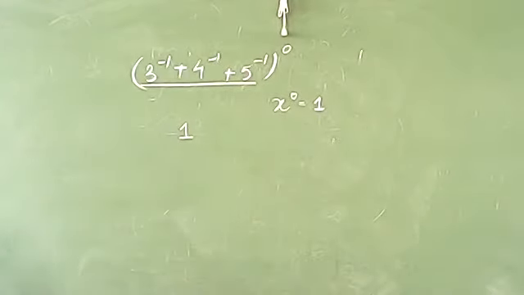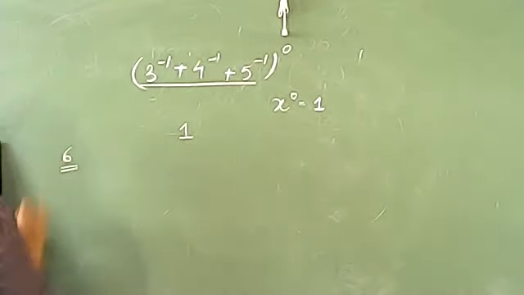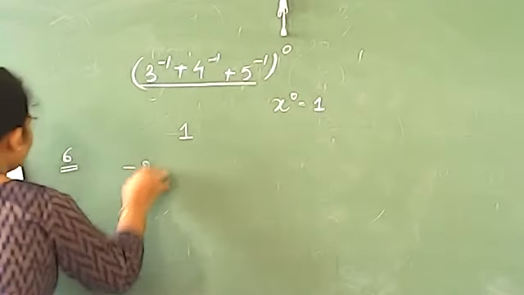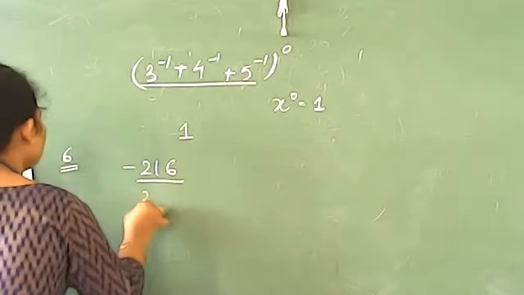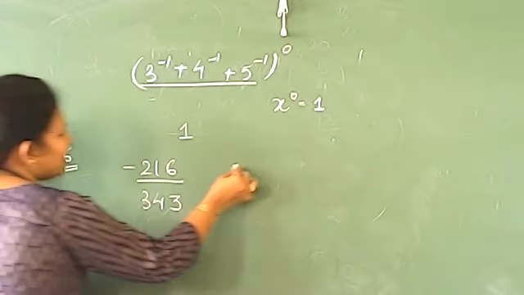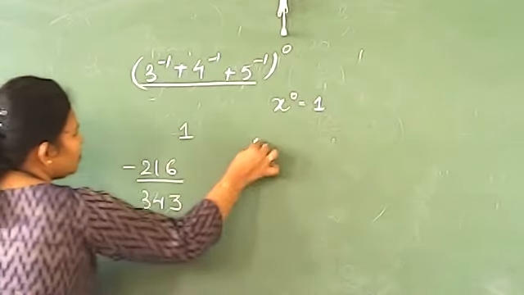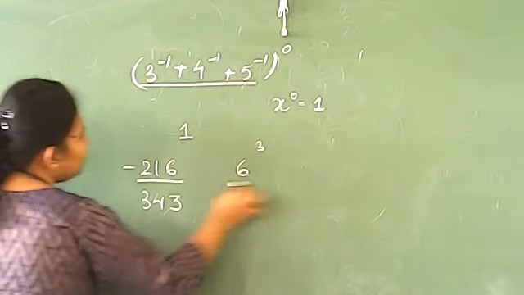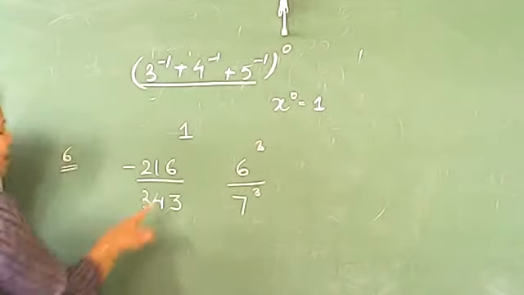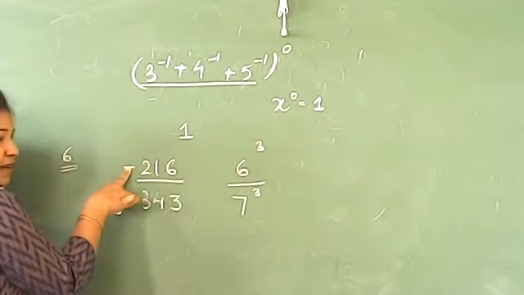Now let's move on to the more challenging question. Question number 6. Express the following in exponential form. We have the number minus 216 by 343. Now you know 216 can be written as 6 to the power 3 and 343 can be written as 7 to the power 3. But we have this in negative form.